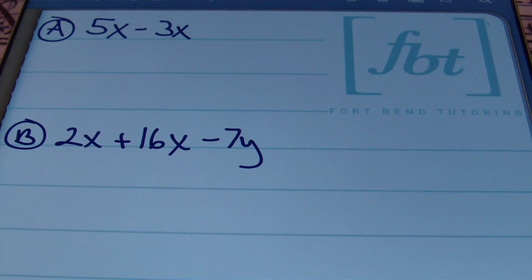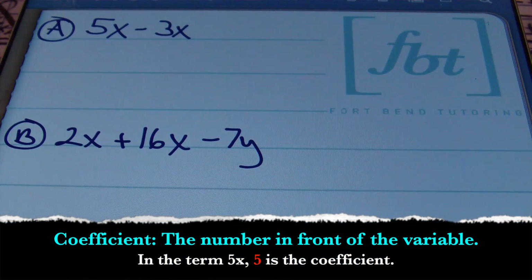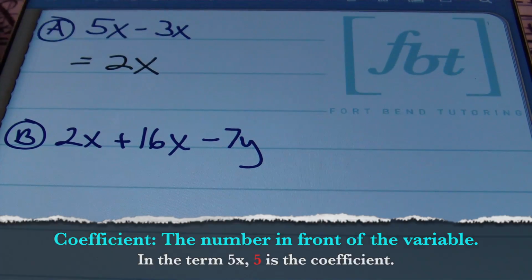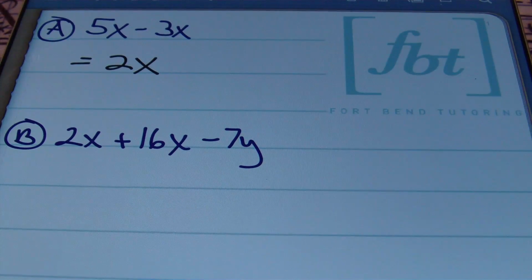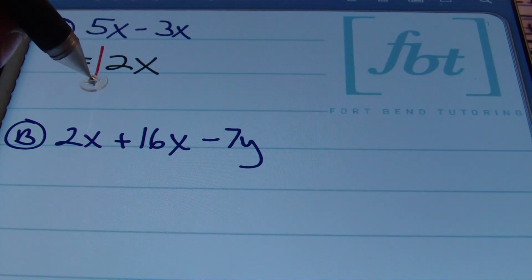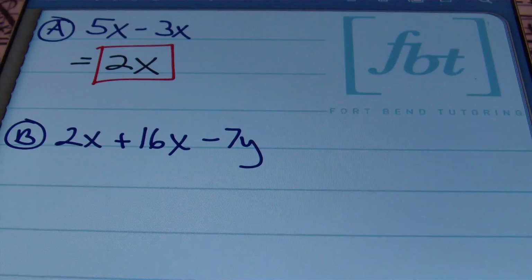Alright, well, being as though these are like terms, we can go ahead and combine them, which means you're going to add or subtract. So you're going to combine the coefficients and the variables stay the same. So what I mean by that is we're going to subtract 5 minus 3 to get 2, and then our variable x remains the same. The only time your variables will change is when you're multiplying or dividing. Alright, so here we have our answer, 2x. Let's go ahead and box it up. Boxing up the answer. Done and done.